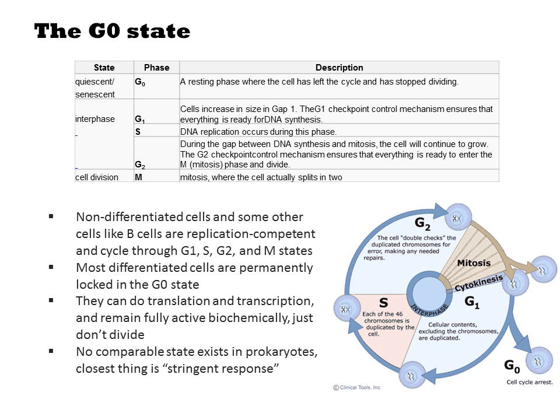No comparable state exists in prokaryotes, but the closest thing is stringent response. Here, bacteria slow all the central dogma processes. It's very challenging to have a physiologically active prokaryote that is not actively undergoing replication.